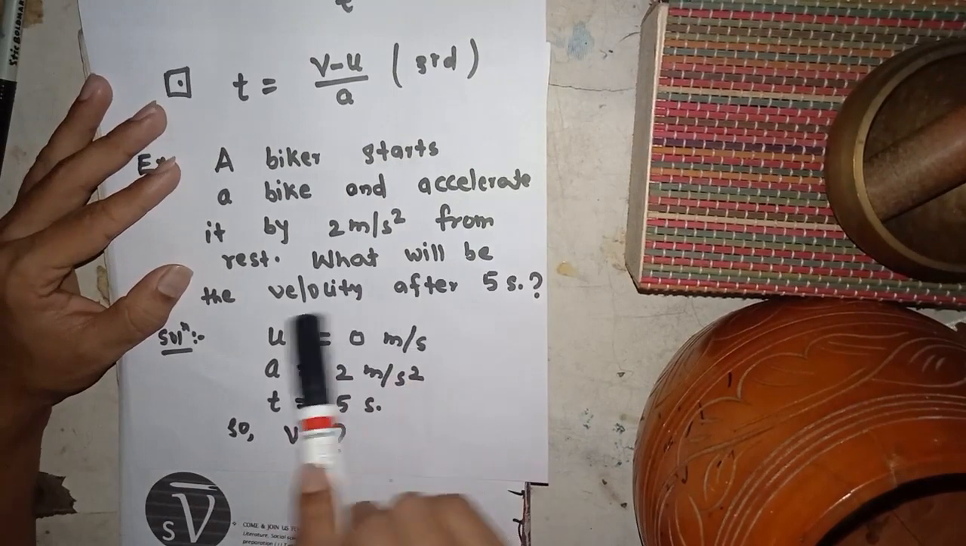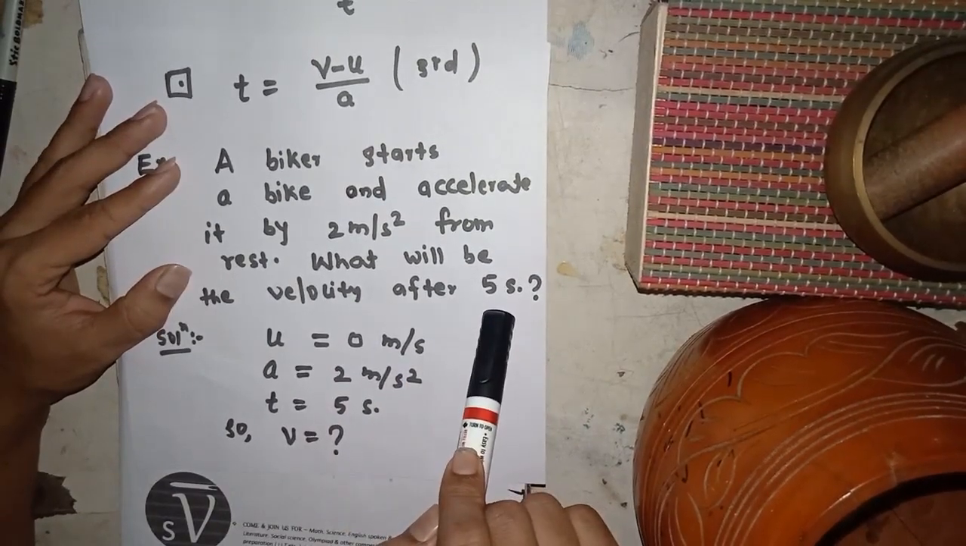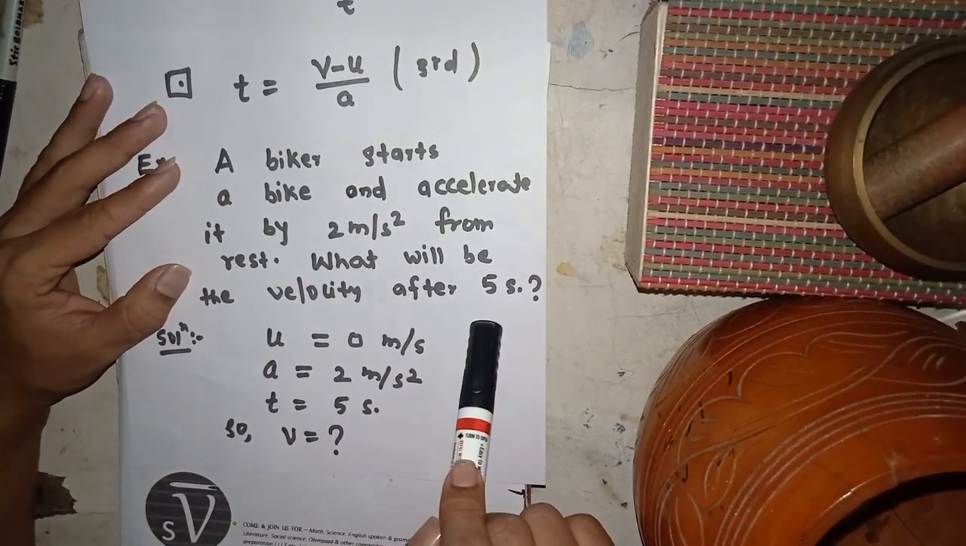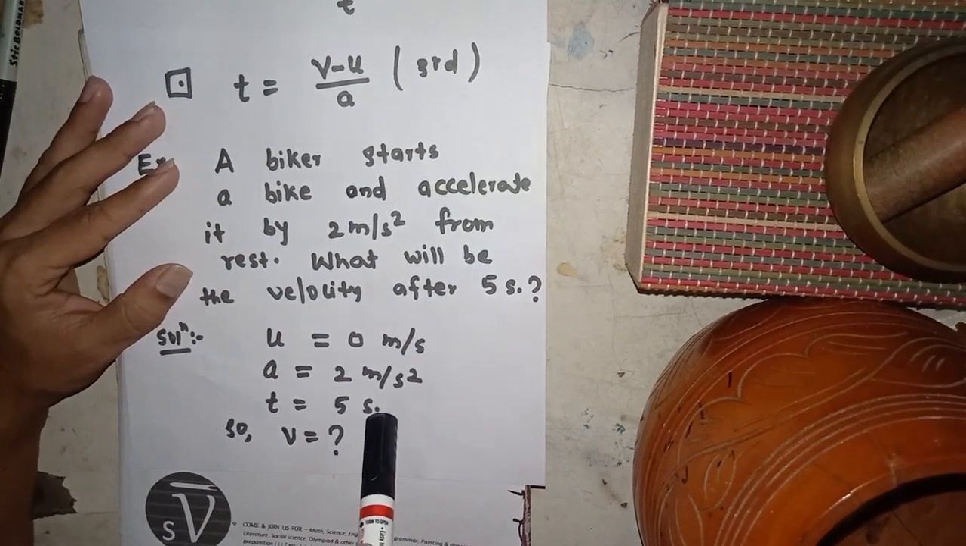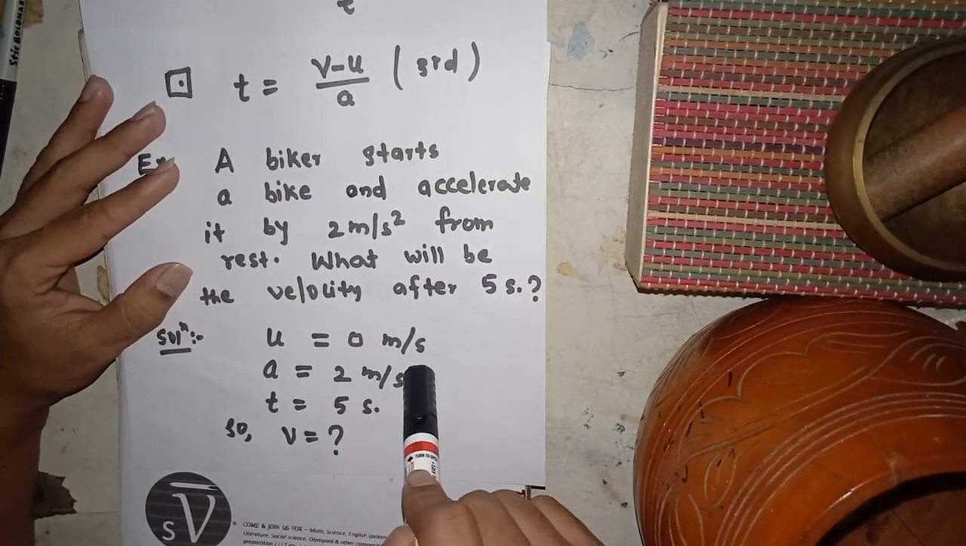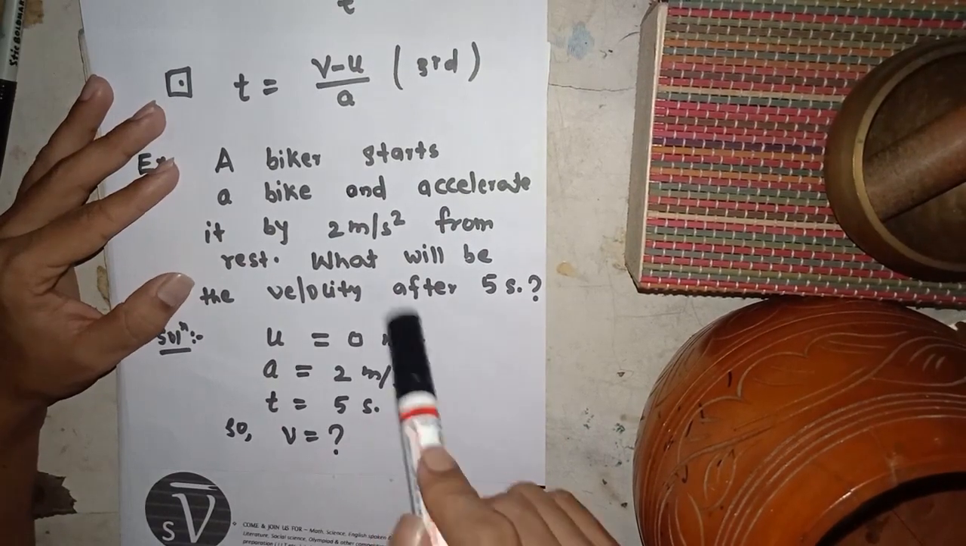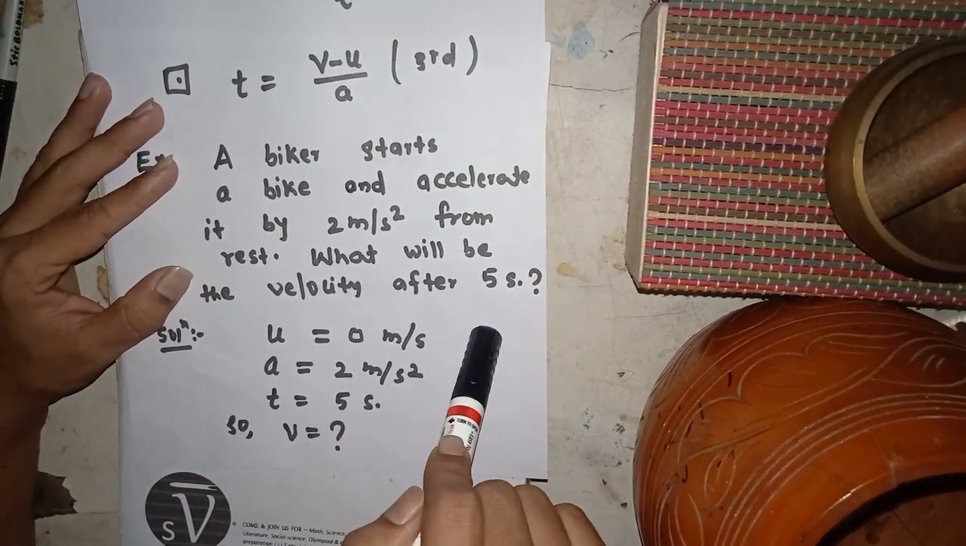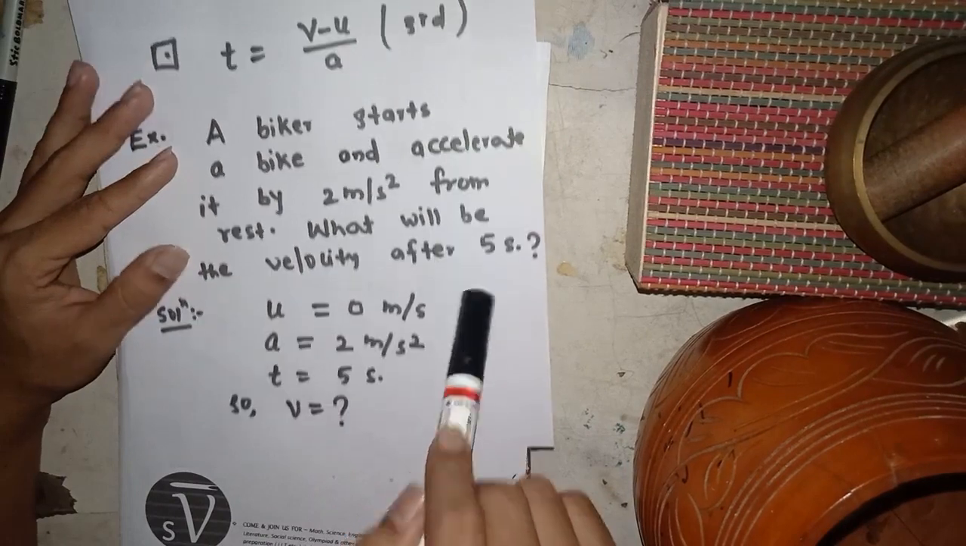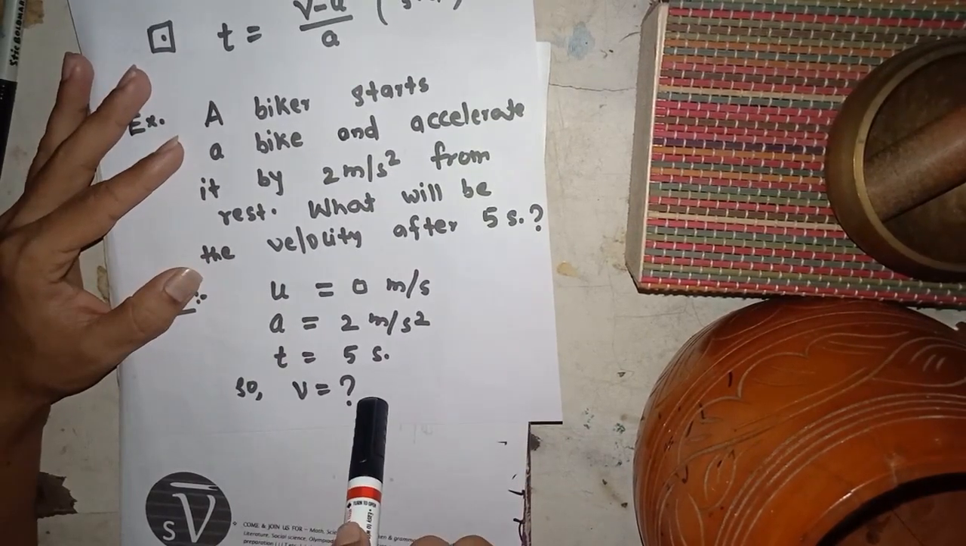Now what will be the velocity after 5 seconds? Means you have to take time interval as 5 seconds. Now what is unknown here? The final velocity at 5 seconds. Have you got my point? Means v is unknown here.